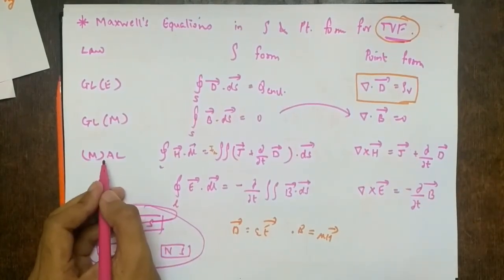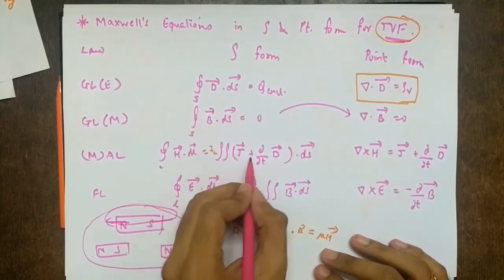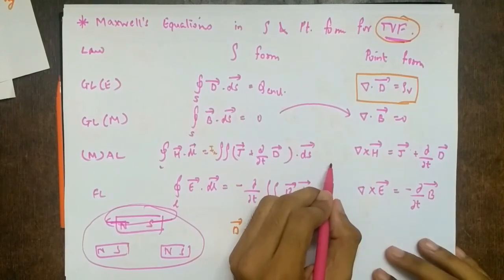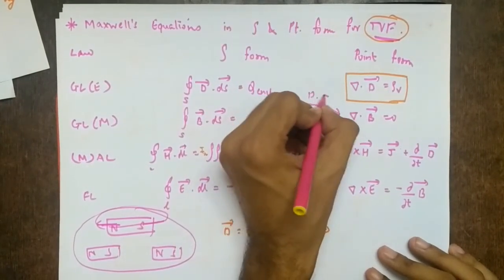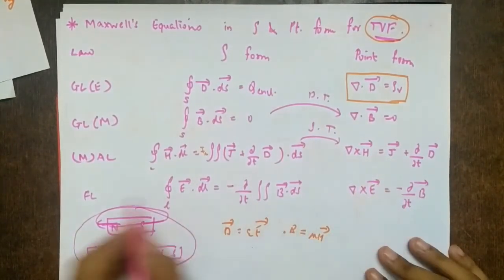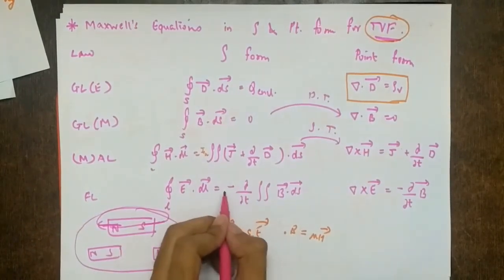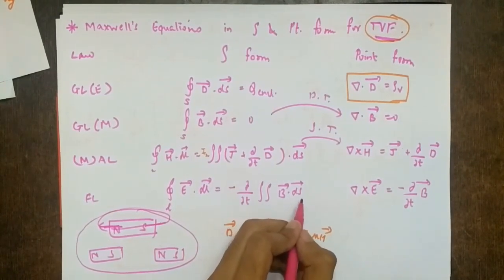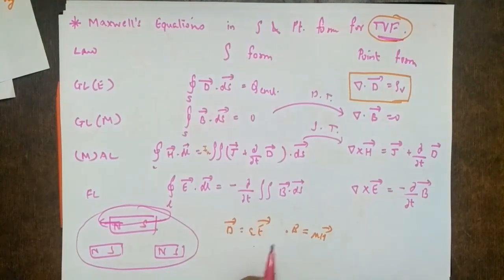Then modified Ampere's law. Closed contour integral of H vector dot dl vector is the surface integral of J vector plus del D by del t, dot dS vector. And apply what here? Stokes theorem. This was the divergence theorem. So del cross H vector is J vector plus del D by del t. Then finally Faraday's law. Closed line integral of E vector dot dl vector is minus del by del t of the surface integral of B vector dot dS vector. So del cross E vector is minus del B by del t, right?